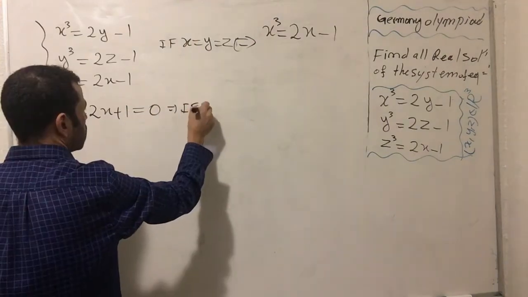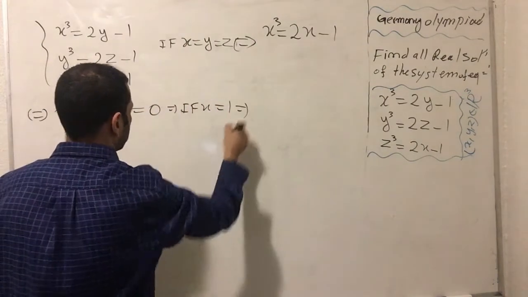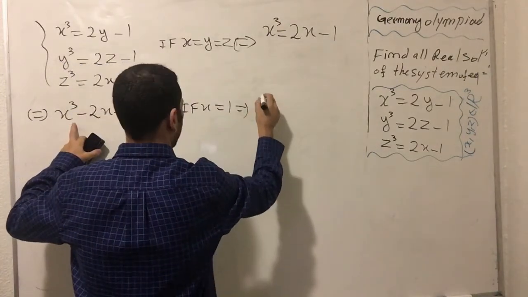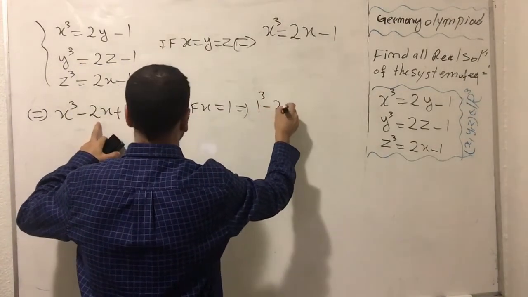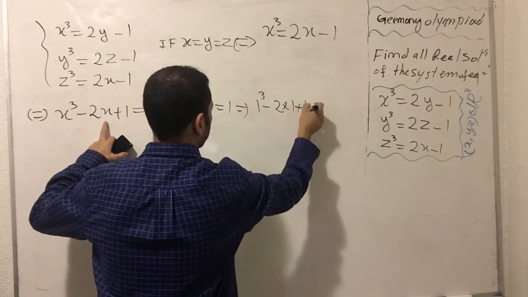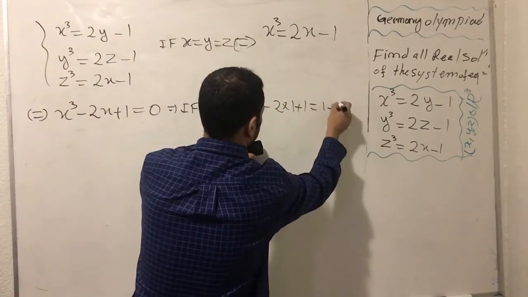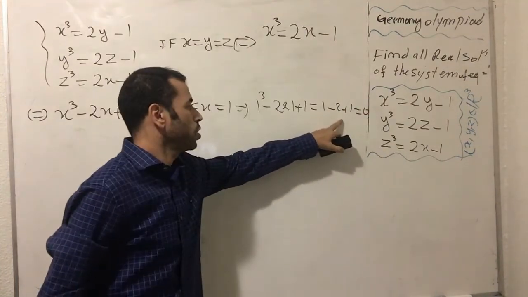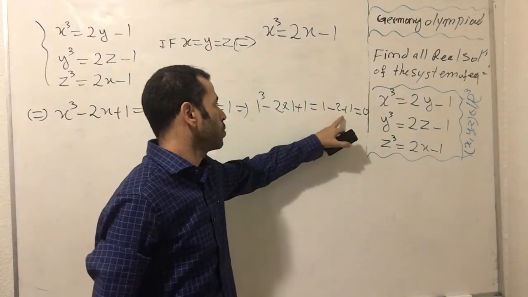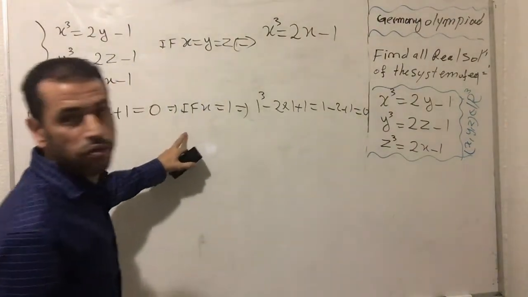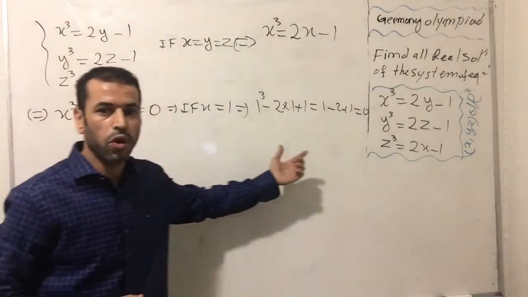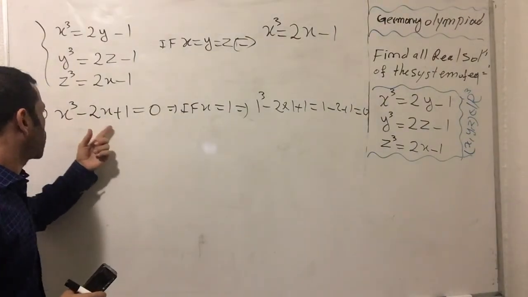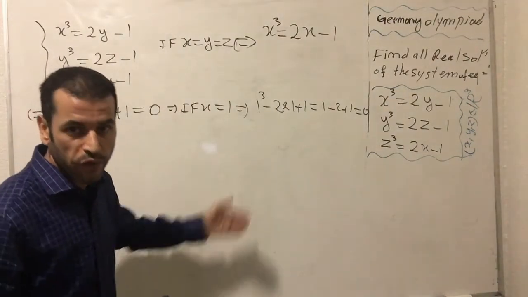Okay, if x equals 1, then you will have 1 cubed minus 2 multiplied by 1 plus 1, equal to 1 minus 2 plus 1, equal to 0. That means 1 verifies this equation. 1 is one of the roots of this equation. That means x cubed minus 2x plus 1 is a multiple of x minus 1.